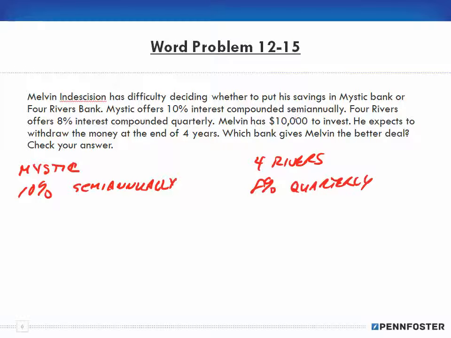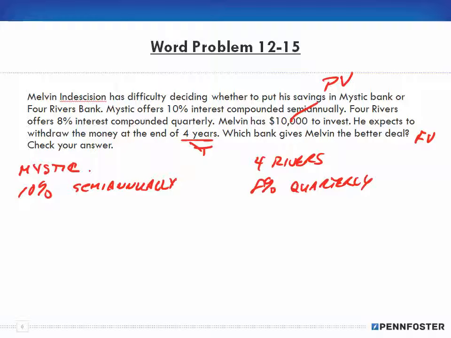Melvin has 10,000 to invest, so that's the principal amount. He expects to withdraw the money at the end of 4 years, so that's the time frame. Okay, 4 years. Which bank gives Melvin the better deal? And check your answer. Okay, so he's investing $10,000 today, so that's the present value, and we want to know which bank gives the better deal, so that's the future value, right? Because I put my 10,000 in, and I'm going to leave it there and see how much I get in the future.